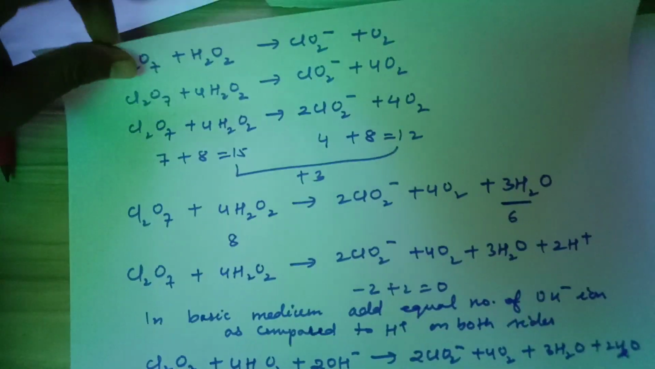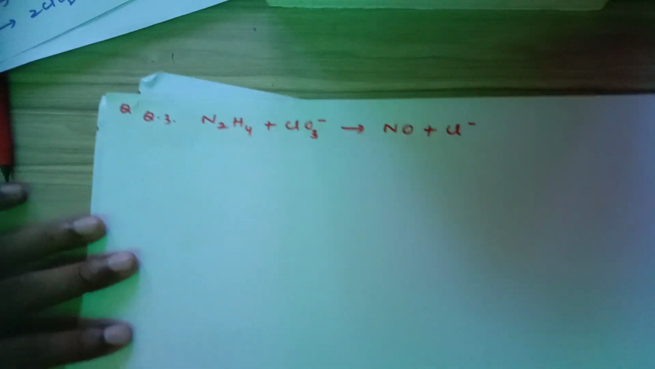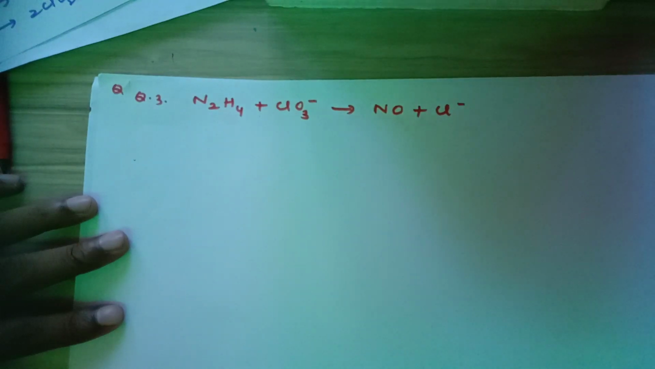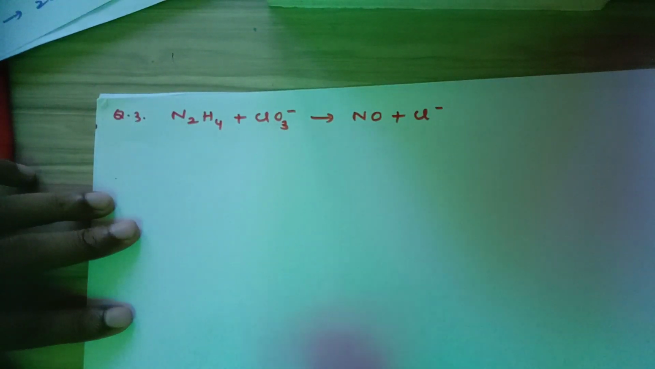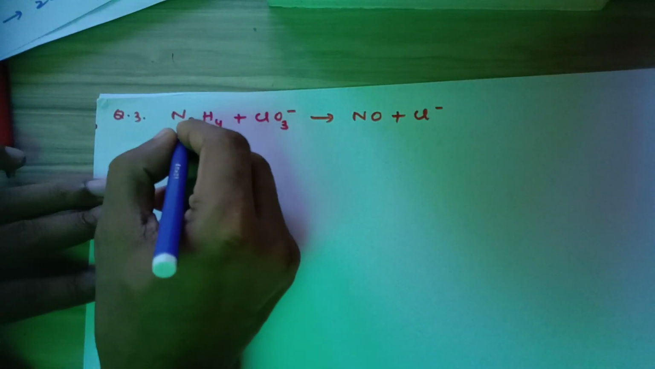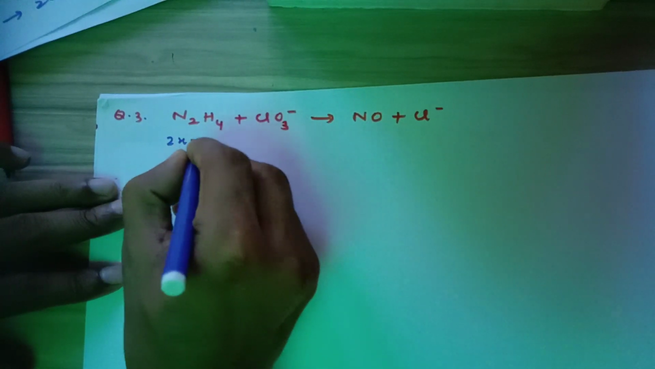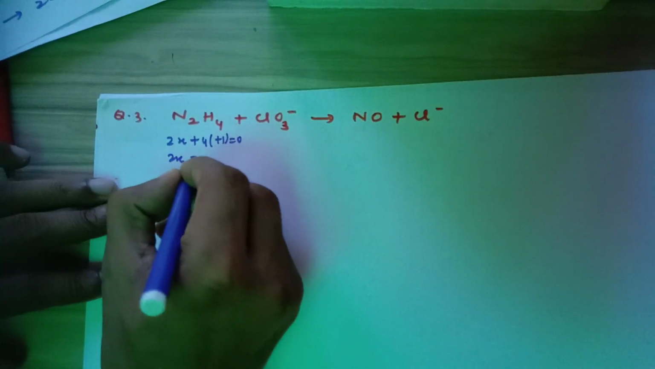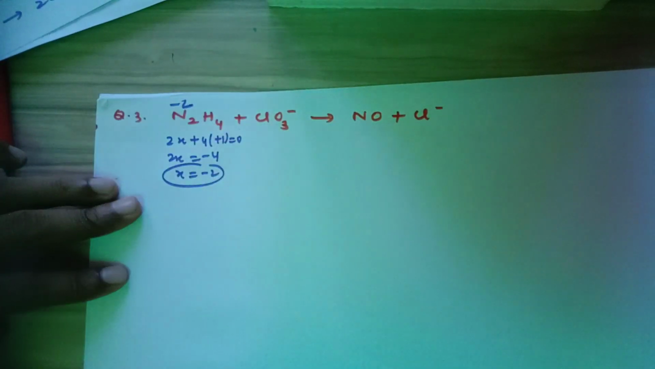If you want to solve any more questions, here we are given N2H4 and just follow the procedure. First we have to find the oxidation state. So here the oxidation state of nitrogen: 2x plus 4 plus 1 is equal to 0. It will be 2x is equal to minus 4. So x will be minus 2.